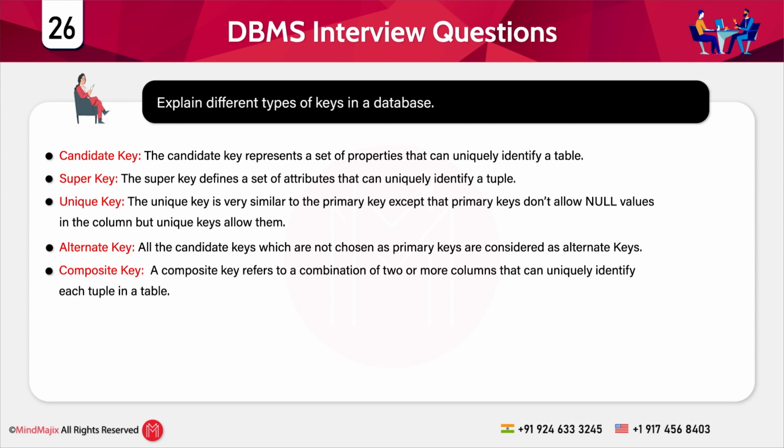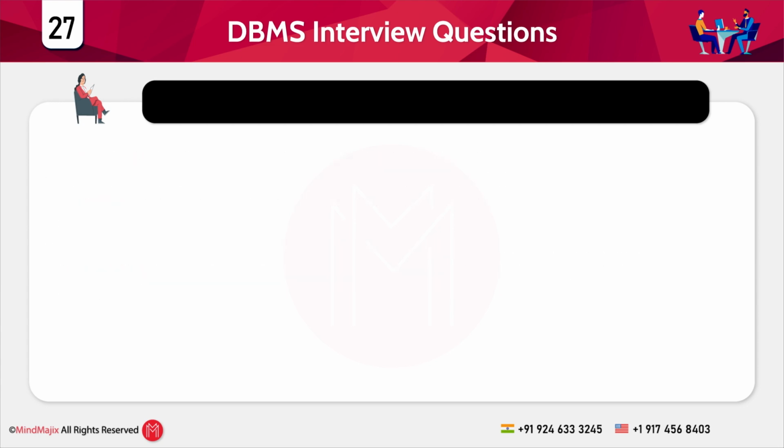Just a quick recap of what we have already seen. We saw primary key and foreign key in the previous questions. And in this particular question, we saw candidate key, super key, unique key, alternate key, and composite key. Now let's move to the next question.